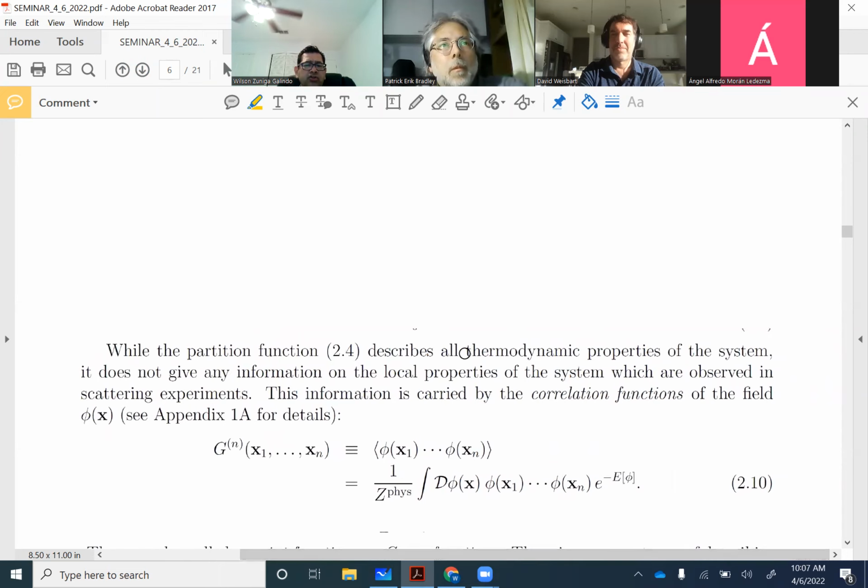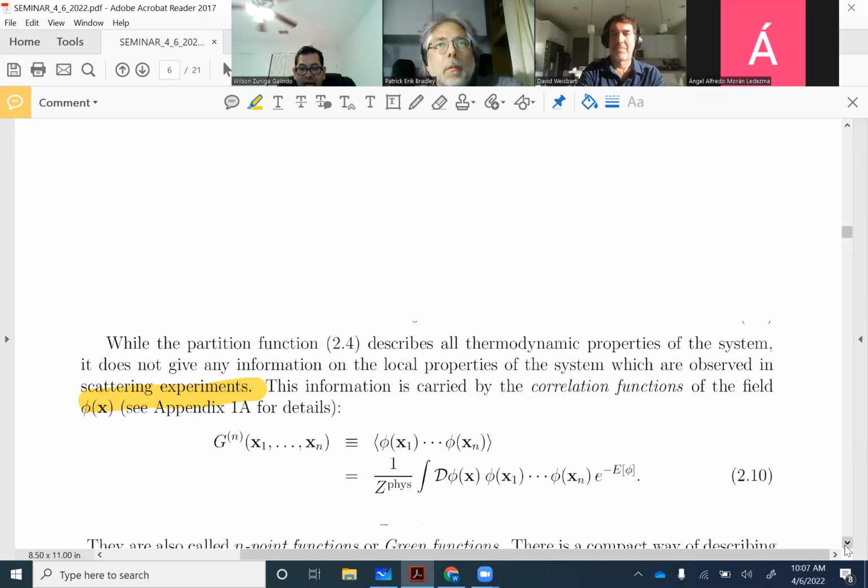Now, the partition function 2.4 describes all the thermodynamic properties of the system. It doesn't give any information on the local properties of the system which are observed in scattering experiments. This information is carried by the correlation functions of the field.